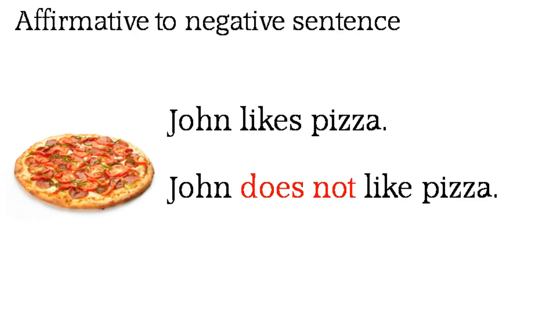And auxiliary verbs are required to turn an affirmative sentence into a negative sentence without changing the main verb. For example, John likes pizza. John does not like pizza. We did not change the verb. We just added does not to make it a negative sentence.